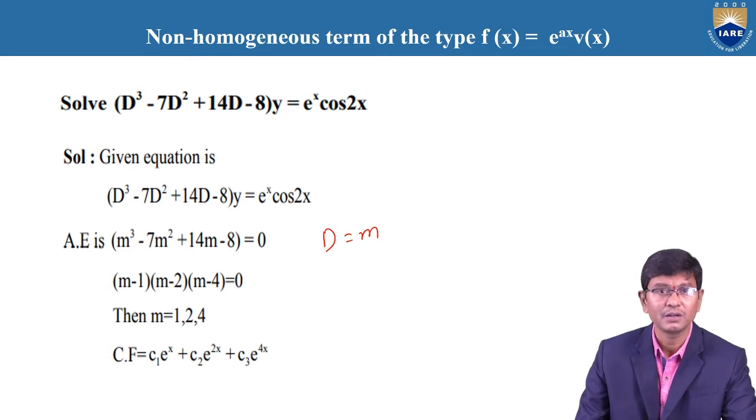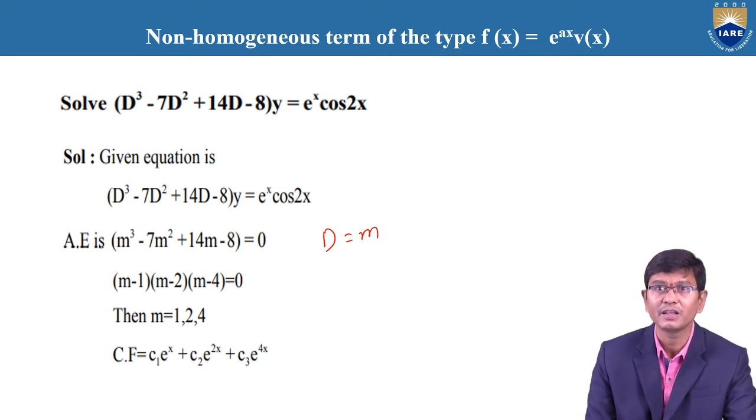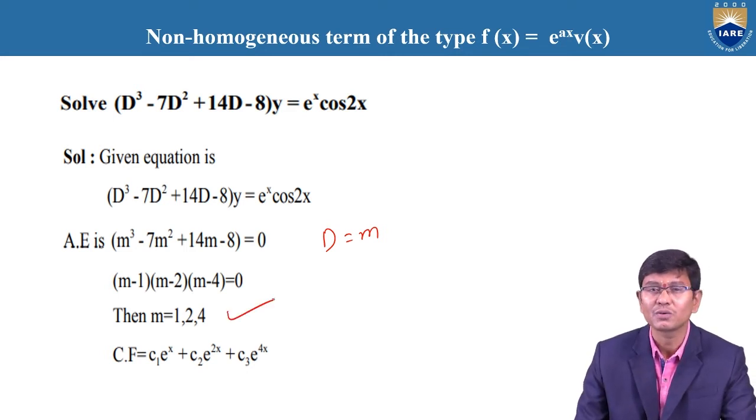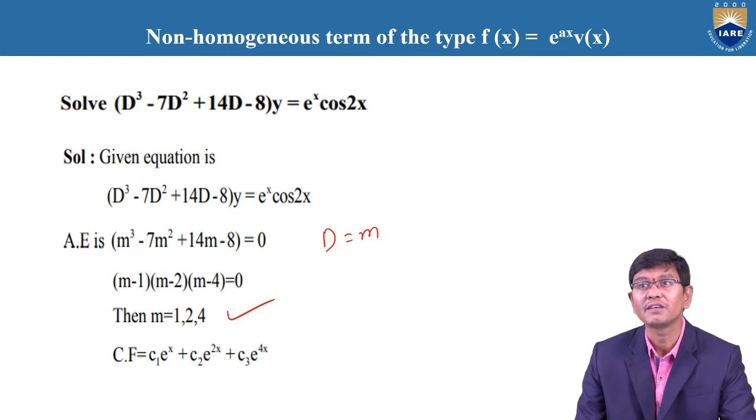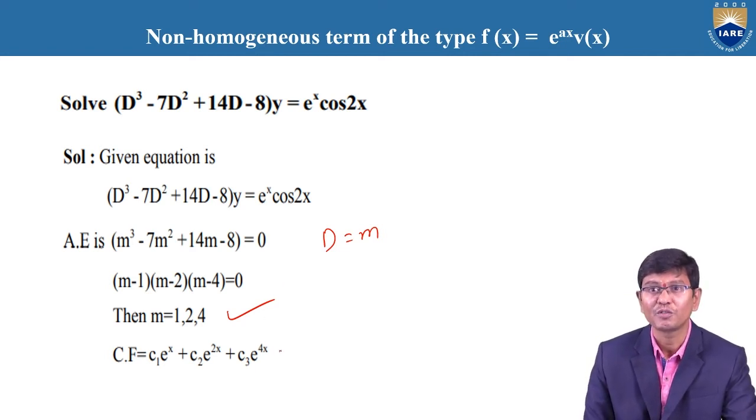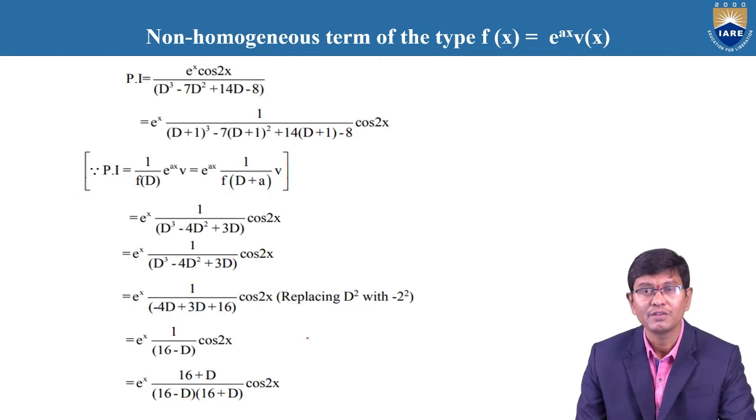we obtain the three roots. Clearly, the three roots are m equal to 1, 2, 4. Therefore, these three roots are different roots. According to different roots, it is type 1. The complementary function is C1 e power x plus C2 e power 2x plus C3 e power 4x. Now, we need to find out the particular integral.